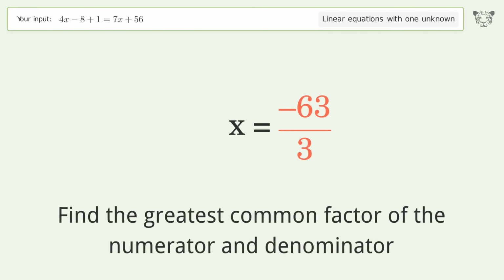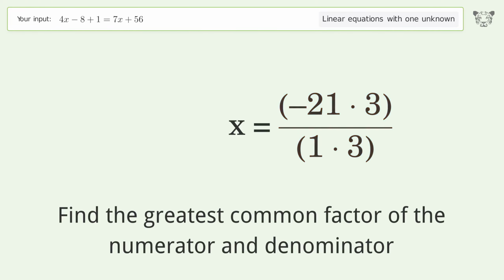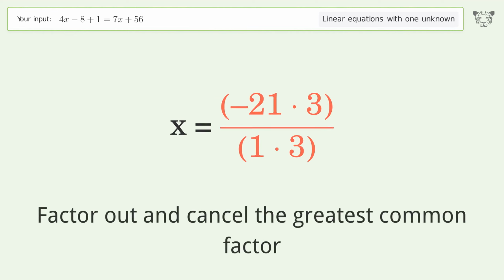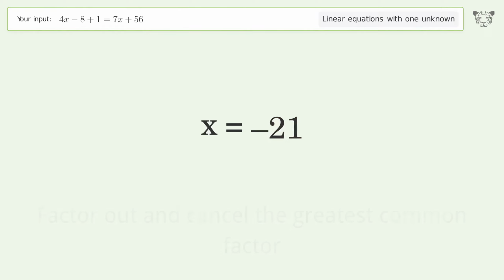Find the greatest common factor of the numerator and denominator. Factor out and cancel the greatest common factor. And so the final result is x equals -21.